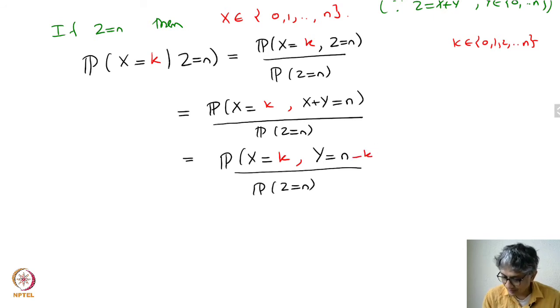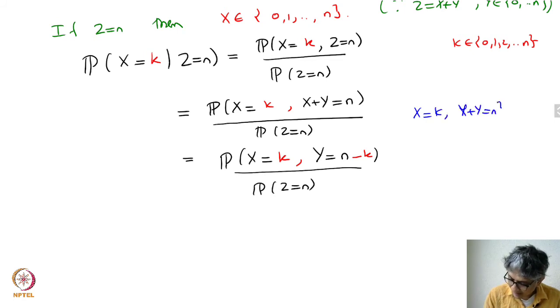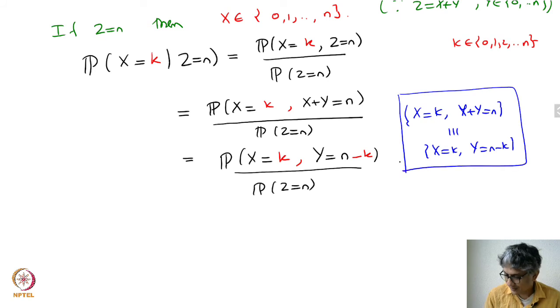Let me just do this in black so it's clear. So Y is n minus k. That means all I'm doing inside this event is using the fact that if X equal to k and X plus Y is equal to n, that's the same event as X equal to k and Y equal to n minus k. You have two same events. That's what I've used here. So now I'm in business.